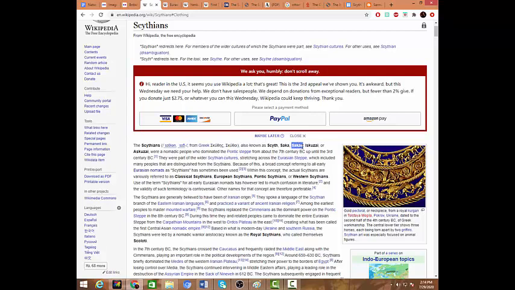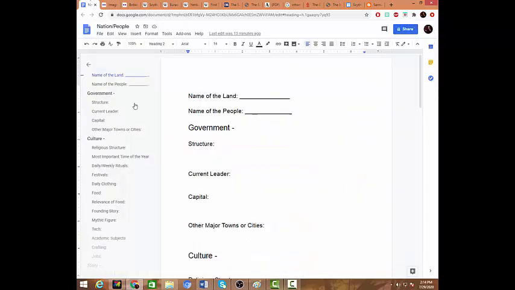So I like Sake and Askuzai. I like Sake for personal reasons and Askuzai because I think that it sounds really interesting. It sounds very unique. So I think we're going to call them the Sakuzai. So the name of the people is the Sakuzai.